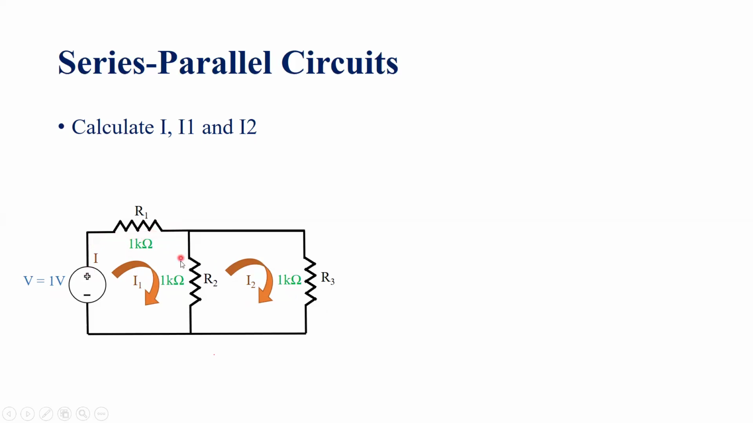Then it is split into two branches named I1, that is flowing through this loop, and then I2 that is flowing in this loop. So therefore, we are asked to calculate the values of I1 and I2. So to solve that, we know that R parallel is 500 ohm because we know the values of R2 and R3. R equivalent we also have calculated from the earlier point, that has been calculated to be R1 plus R parallel, that is 1K plus 500 ohm equal to 1.5 kilo ohm.